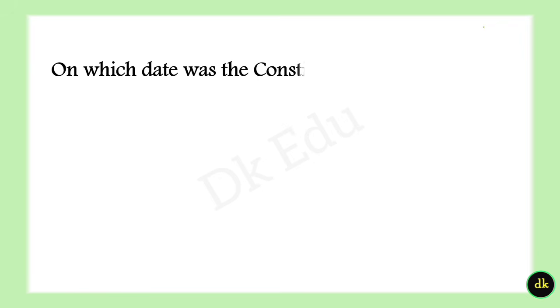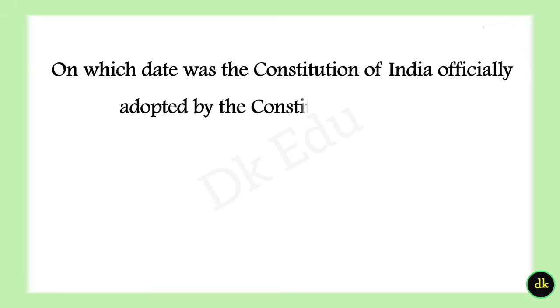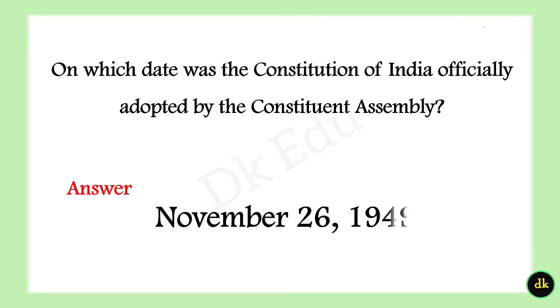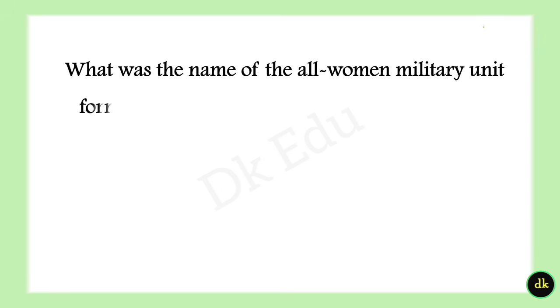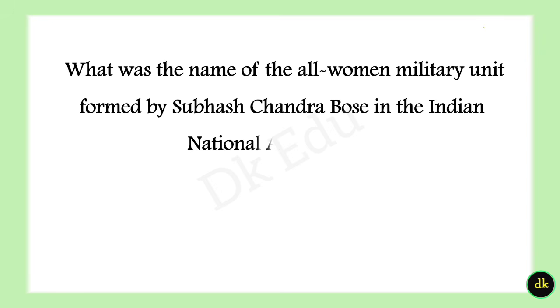On which date was the Constitution of India officially adopted by the Constituent Assembly? Answer: November 26th, 1949. What was the name of the all-women military unit formed by Subhash Chandra Bose in the Indian National Army? Answer: the Rani of Jhansi Regiment.